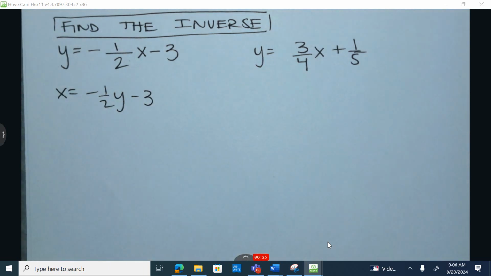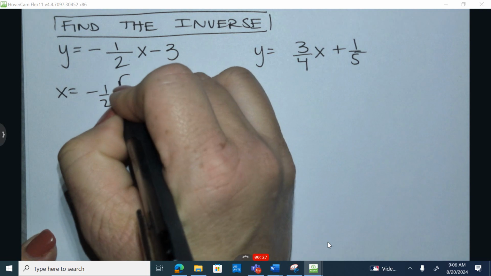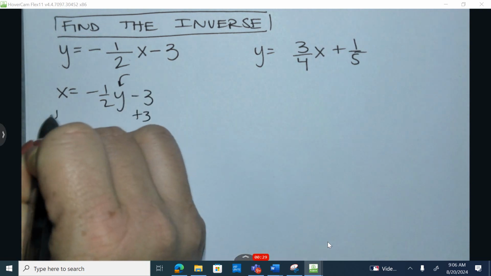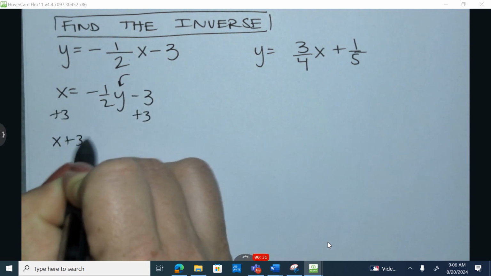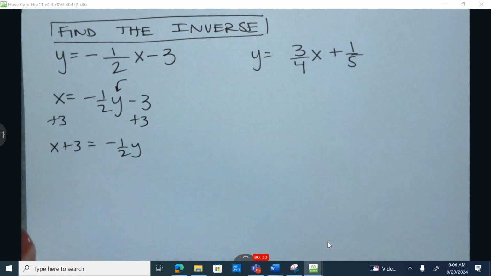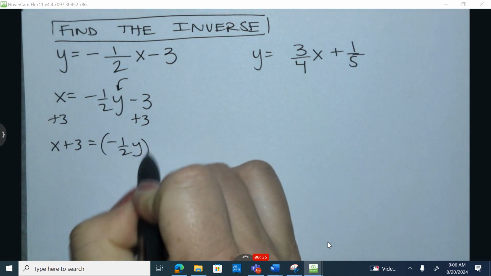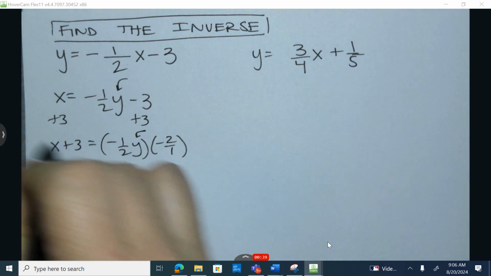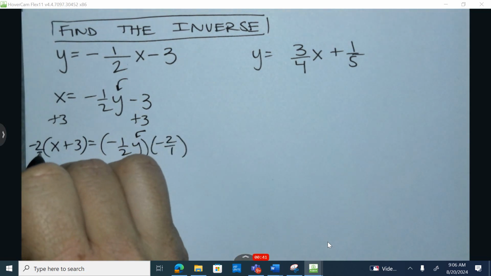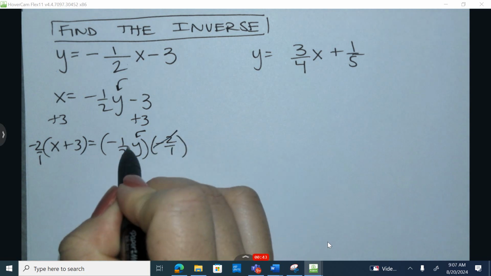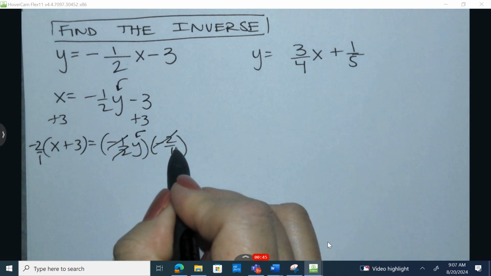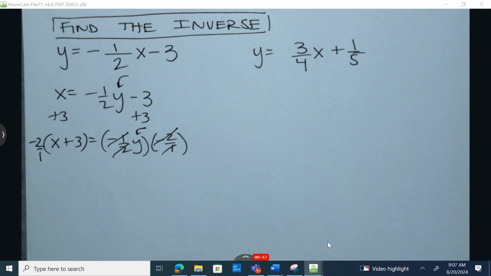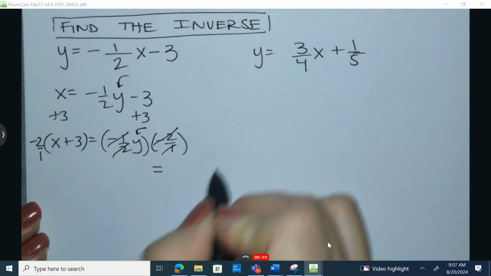After we switch the x and y, we want to isolate the y. Opposite of subtracting is adding. Notice that I'm showing all of my steps, and I expect you to do the same on the quiz. Now, how do I remove the negative 1/2 so that y is by itself? I'm going to multiply by the reciprocal, which is negative 2 over 1. Negative 2 over 2 reduces to 1, negative 1 over 1. There we go. It all reduces to 1, and I'm left with simply y on the right-hand side.